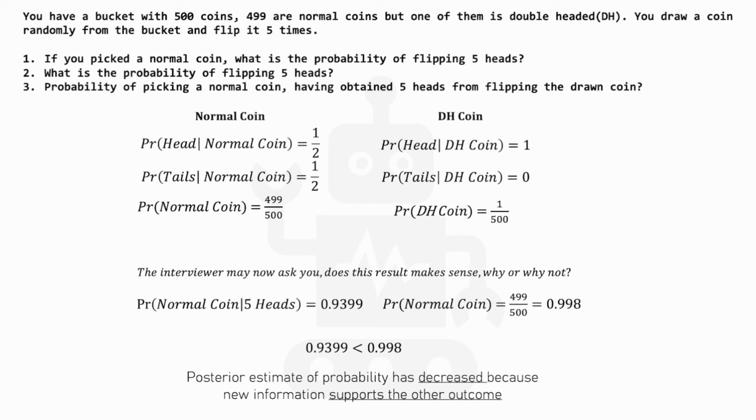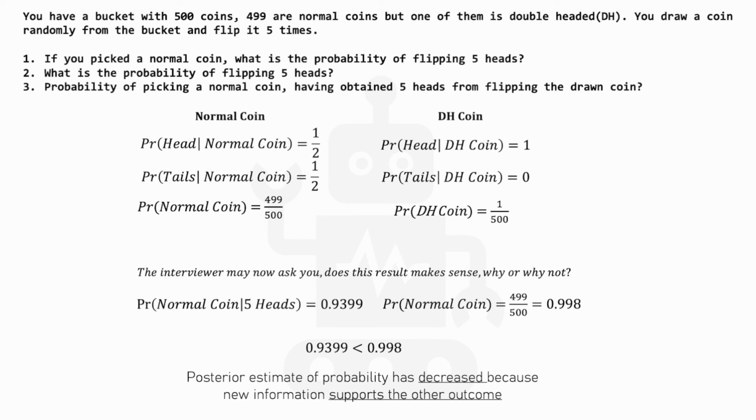Why did it drop a little bit? Because overwhelmingly, most of the coins are still normal coins. Therefore, it's still likely that we have drawn a normal coin. But it's dropped a little bit because we know that this new evidence doesn't support us having drawn a normal coin. It actually supports us having likely drawn a double-headed coin. Hence, we see this very small drop from the prior to the posterior estimate.